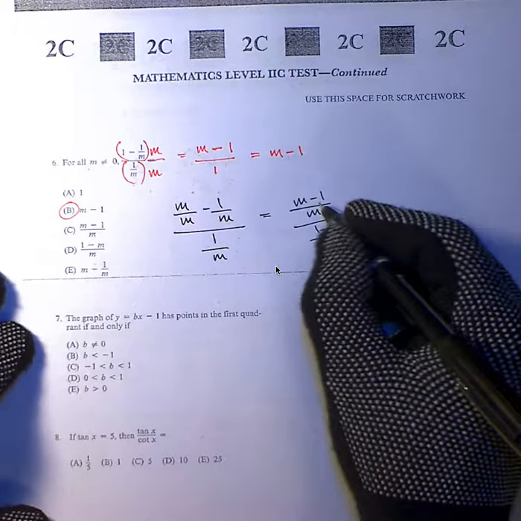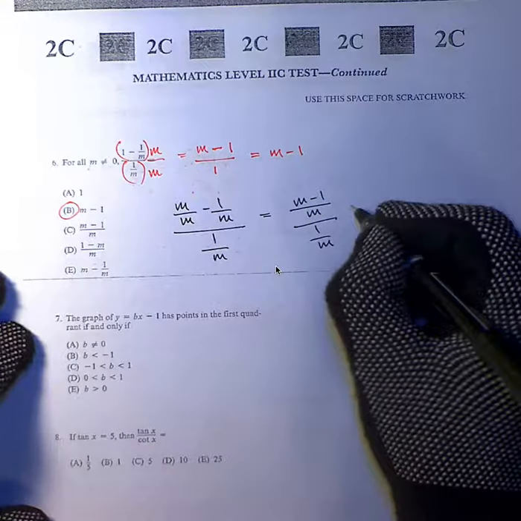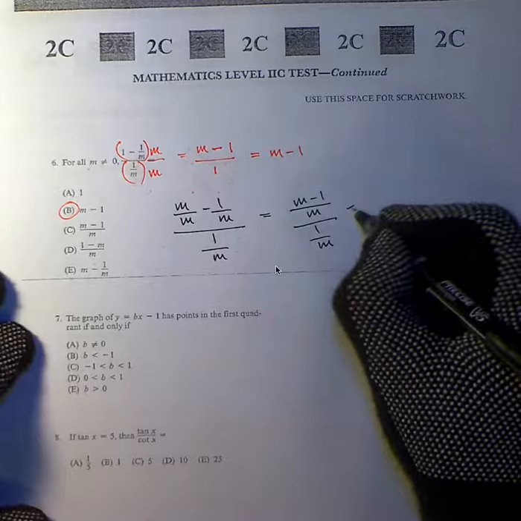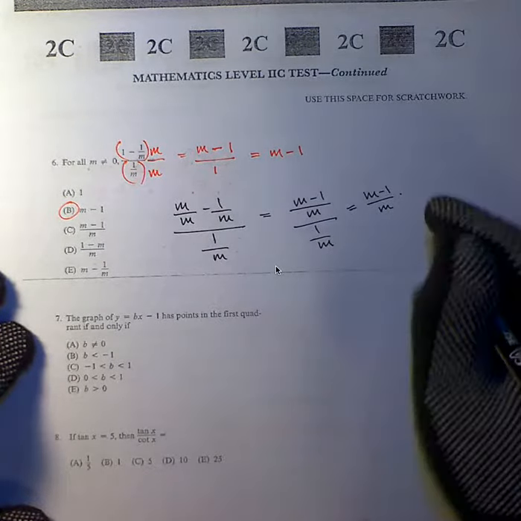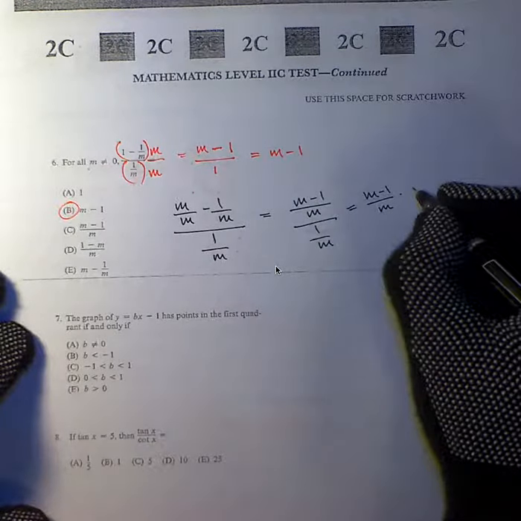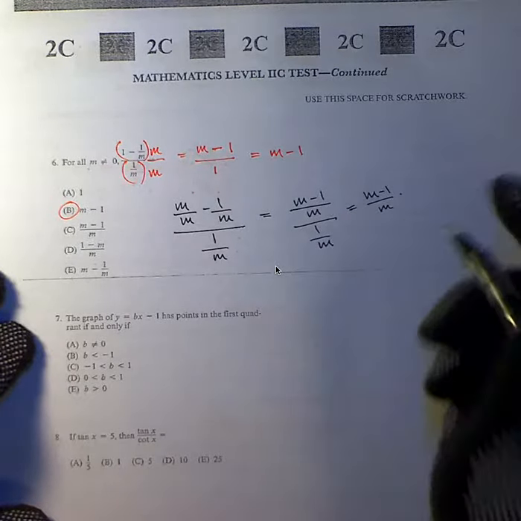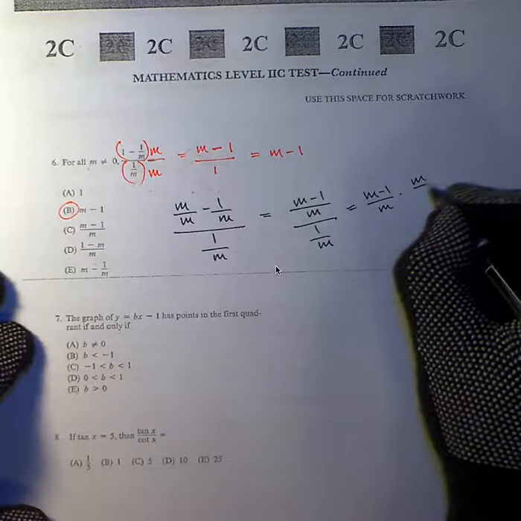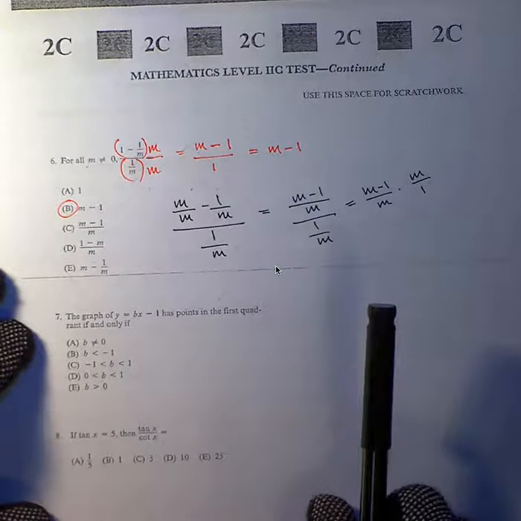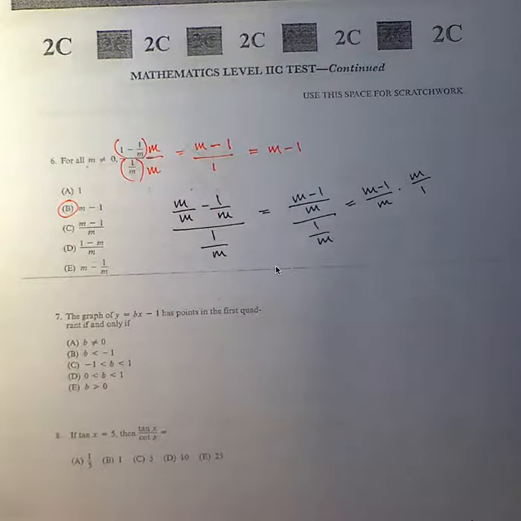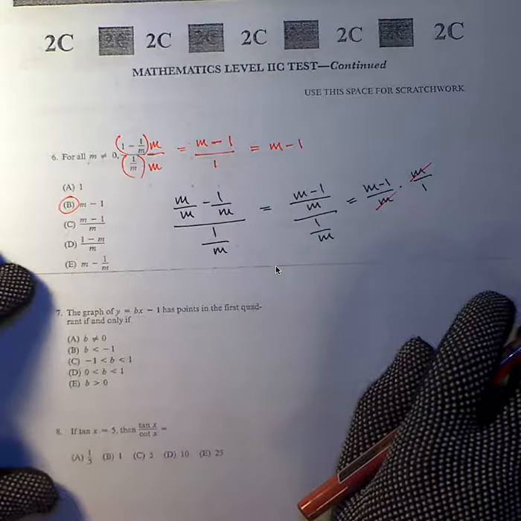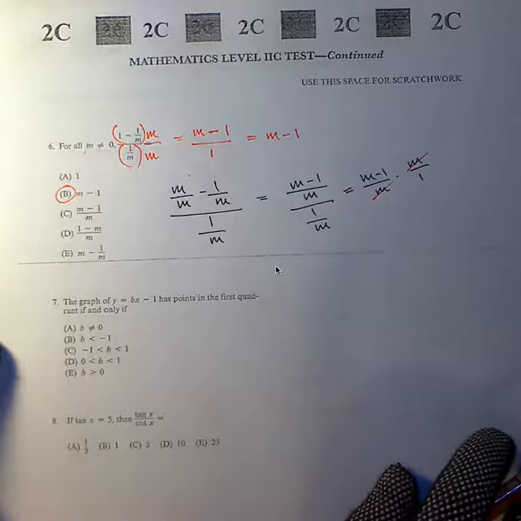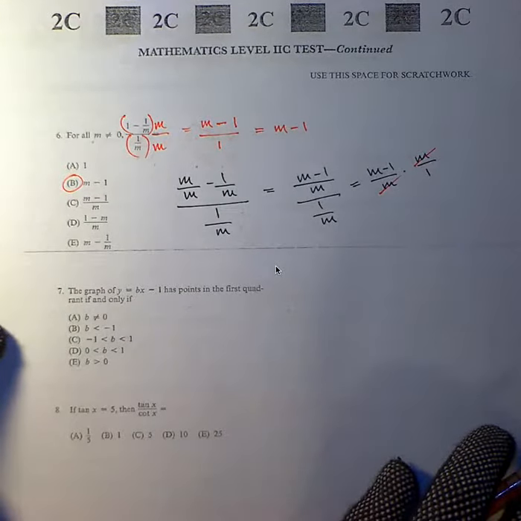Now, you have a fraction divided by another fraction, which is the same as the first fraction, m minus 1 over m, times the reciprocal of the bottom fraction, right? So this is the keep, flip, change that I was talking about that a lot of students like. So you do that, and then once you do this, look at what you could do. Obviously, this m and this m cancel, and you've got m minus 1 again. So that's that.